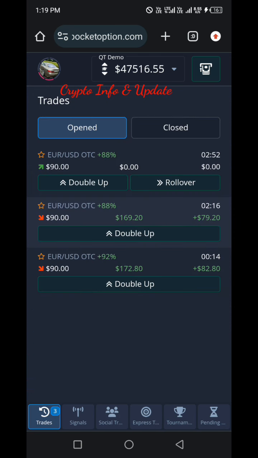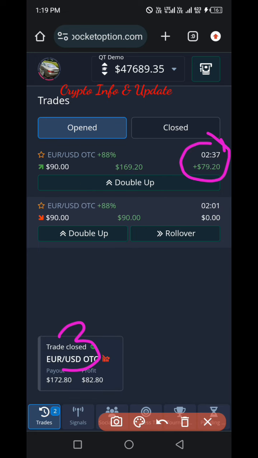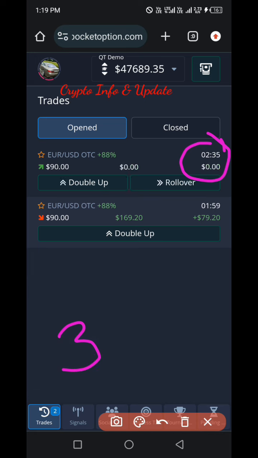So what's the original time frame? 3 minutes, right? Now look at this expiration time. It's 2 minutes 42 seconds. All right. So now when you roll over a trade, the new trade, which is the rollover trade, will start counting afresh from the original time frame plus the already active time frame.